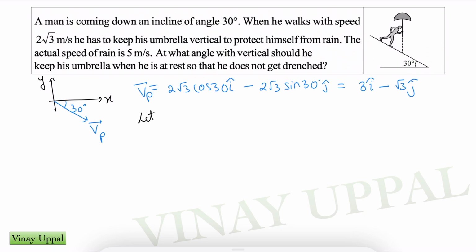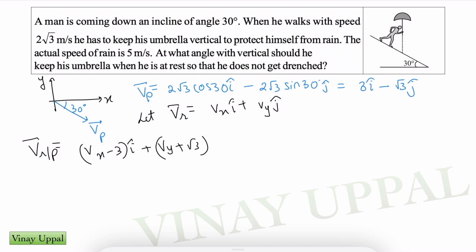Now let's say that the rain velocity is some Vx i cap plus Vy j cap. So with respect to the person, this will be Vx minus 3 i cap plus Vy plus root 3 j cap. Once again, here Vy will be negative. Alright, so this is the velocity of rain with respect to person, and we know that the person has to keep his umbrella vertical in order to protect himself. So that means the velocity of rain with respect to person is vertical. Therefore, its horizontal component is 0. Therefore, I can write Vx minus 3 is 0. So that way I get the x component of the rain's velocity.